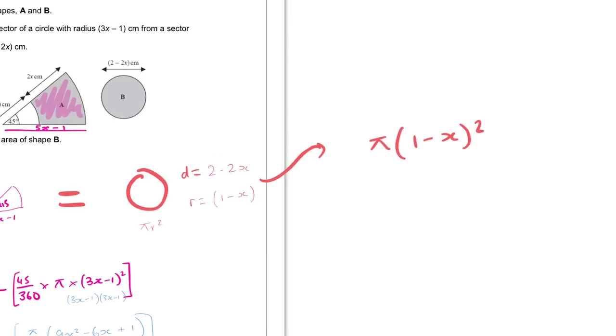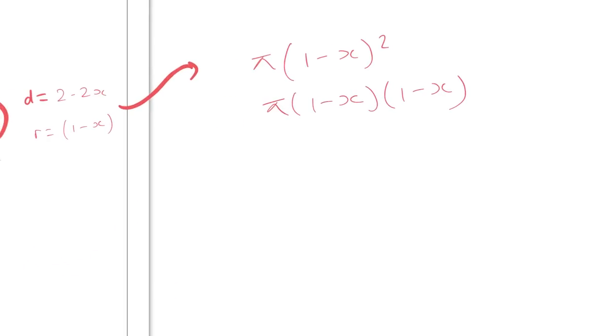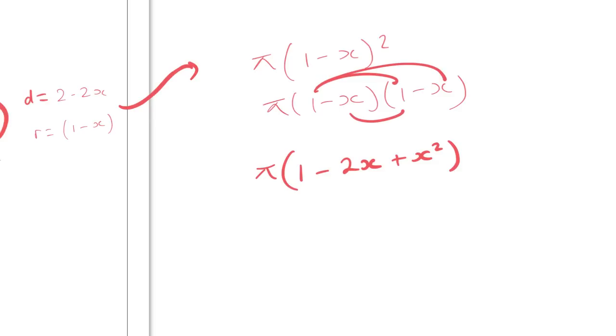So pi lots of (1 − x)². Remember, this is (1 − x)(1 − x), and I get pi here, right? So let's expand. I'm going to get pi lots of 1 − 2x + x², okay? So 1 times 1, 1 times minus x, minus x times 1, minus x times x. All right?